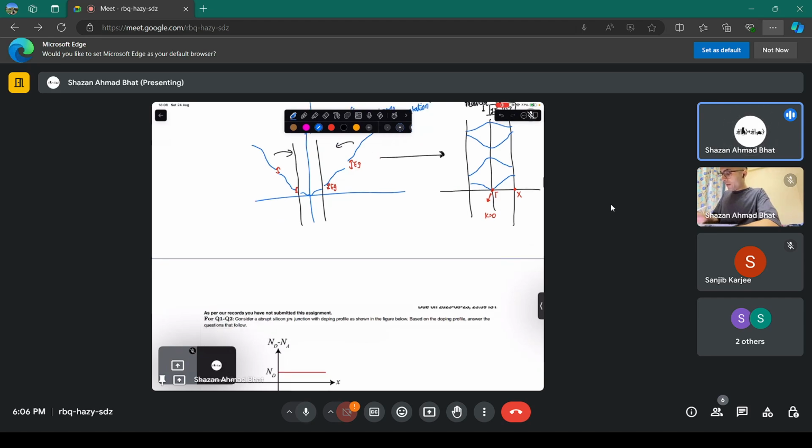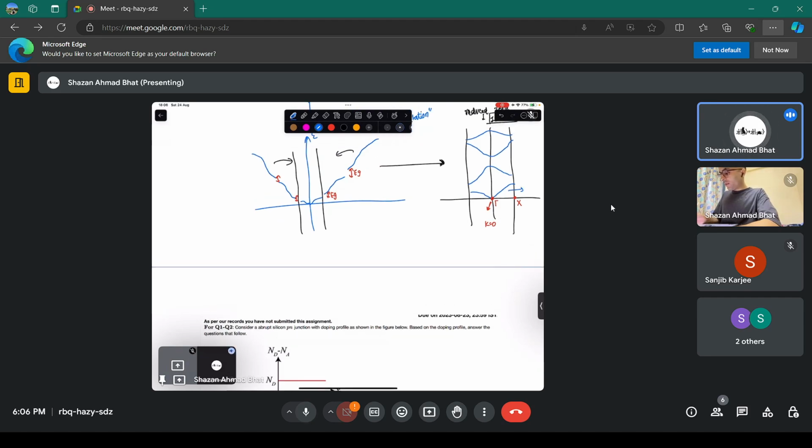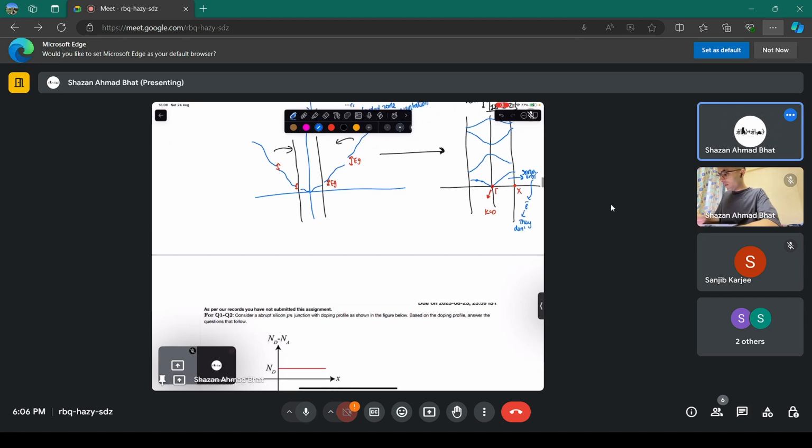Now what happens is that we understood that these are the inner orbitals where there are electrons, and they don't take part in conduction.